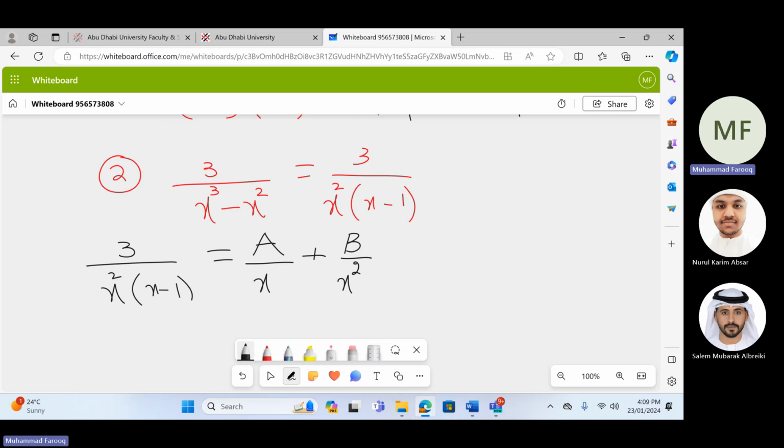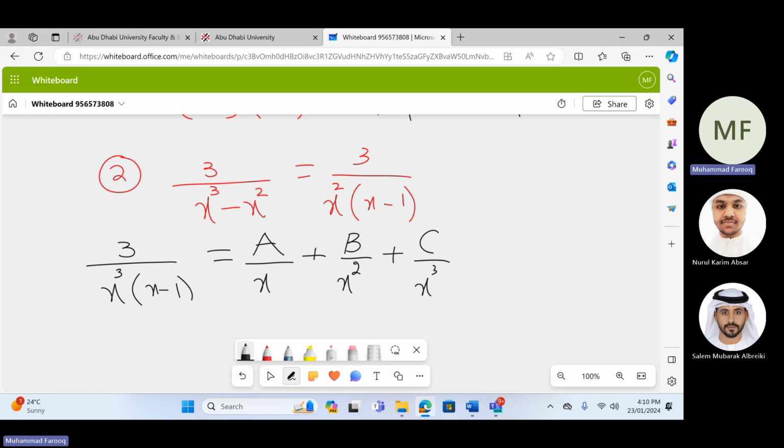This is the way to write the repeating factor. We have to decompose because the topic is decomposition. We have to decompose the powers. So the first time power 1, the second time power 2. Let's say it has 3 powers. How do we write the decomposition? A over x power 1 plus b over x power 2 and then plus c over x power 3, because this x is repeating 3 times. So this is the way to write decomposition for the repeating factor.